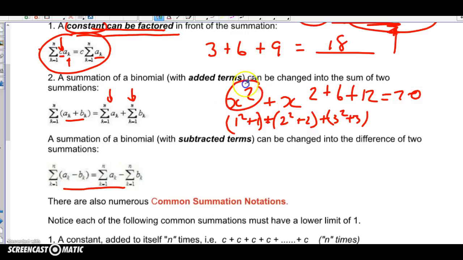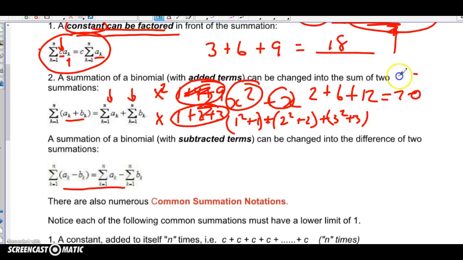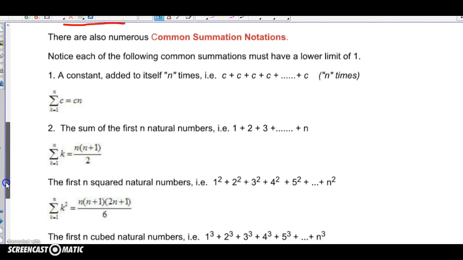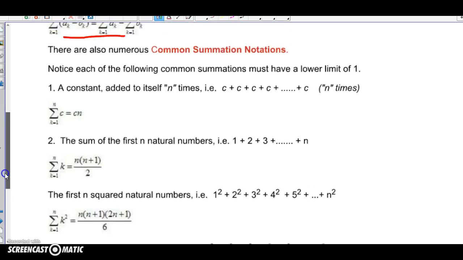Or you could do this part and then this part. So this is saying you can get the sum of the x squareds. So that'd be 1 plus 4 plus 9, and then you can just do the x's, which is 1 plus 2 plus 3. That's 14 and that's 6, and if you add those up together, guess what? You get 20. The same would happen here. So these are just breaking things down. Sometimes they help, sometimes they don't. What else is there?